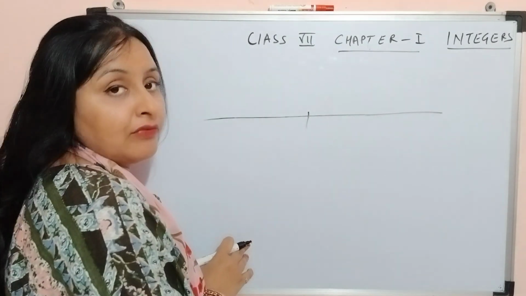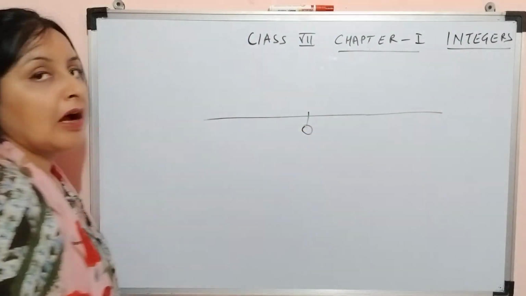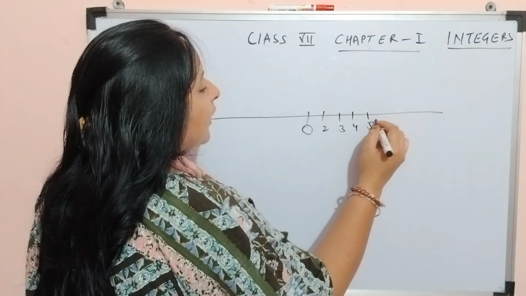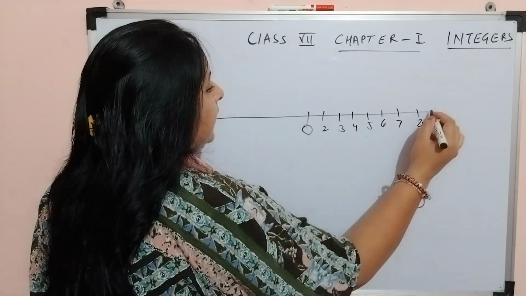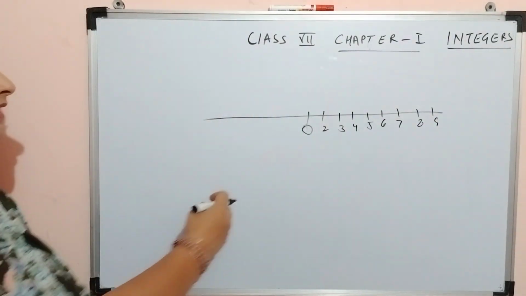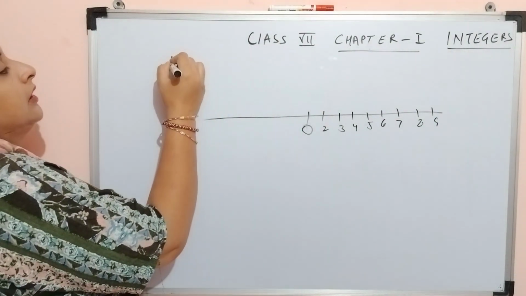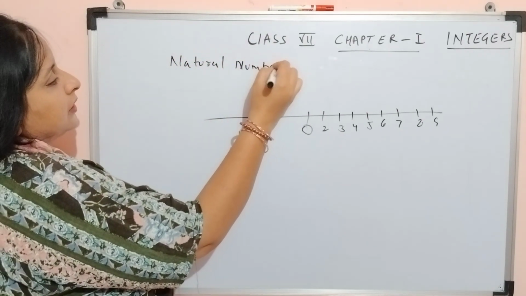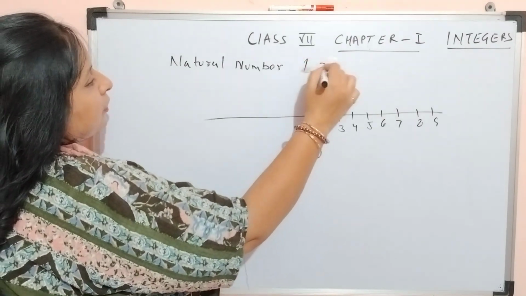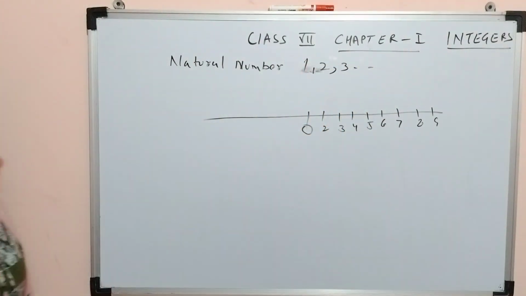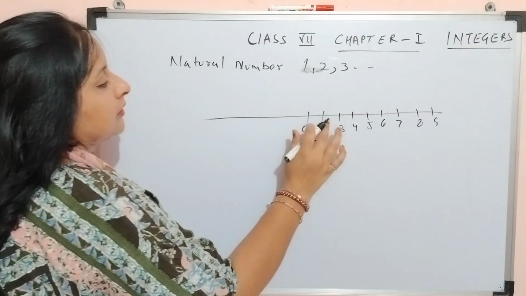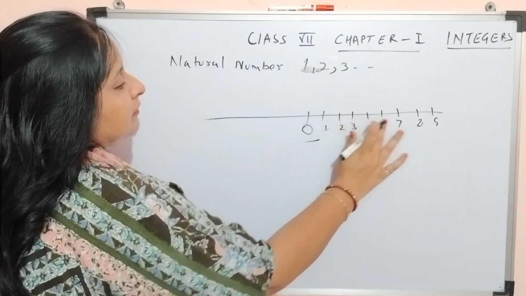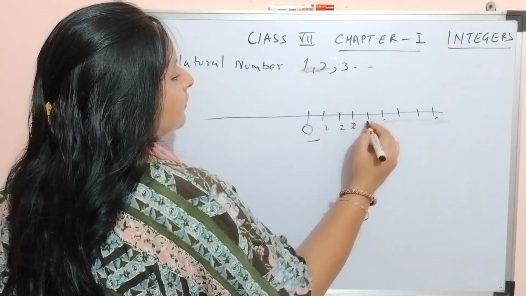Before integers we have discussed only the numbers 1, 2, 3, 4, 5, 6, 7, 8, 9 and so on. So these numbers are called natural numbers. Natural numbers are basically 1, 2, 3 and so on. When we add 0 to these numbers, they become whole numbers.